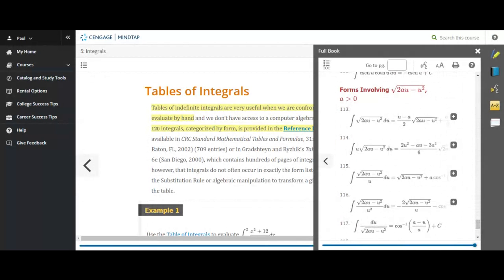There's another way to access the tables as well. If you go in your course content folder, I'll show you here.